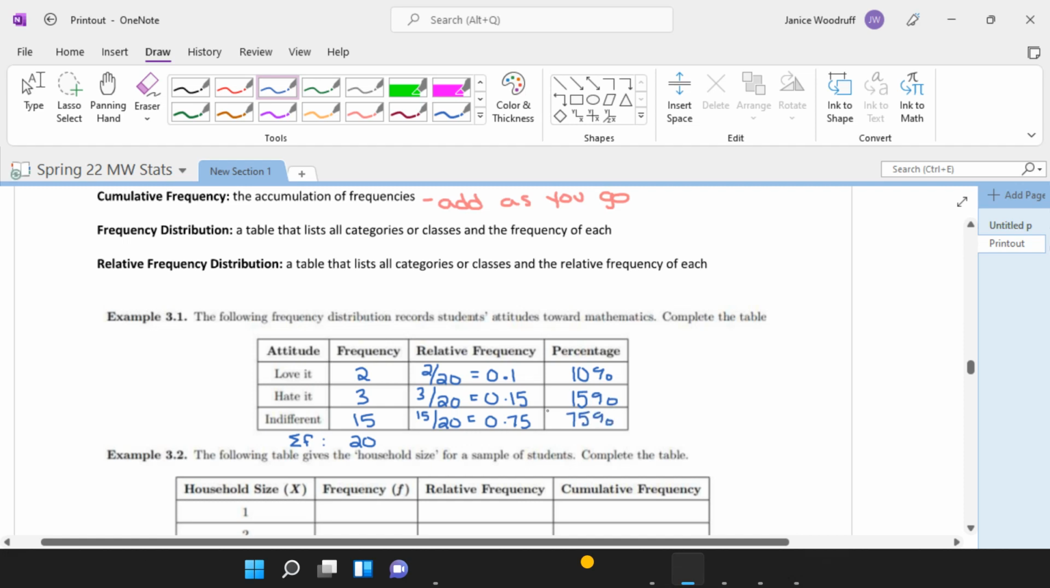So we would say that is how our class, our sample, because we're just a sample, just one of the classes, feels towards math. Notice that if I do add both of these columns together, this is going to add up to 1. This is going to add up to 100%. That just means that I got all of my data.